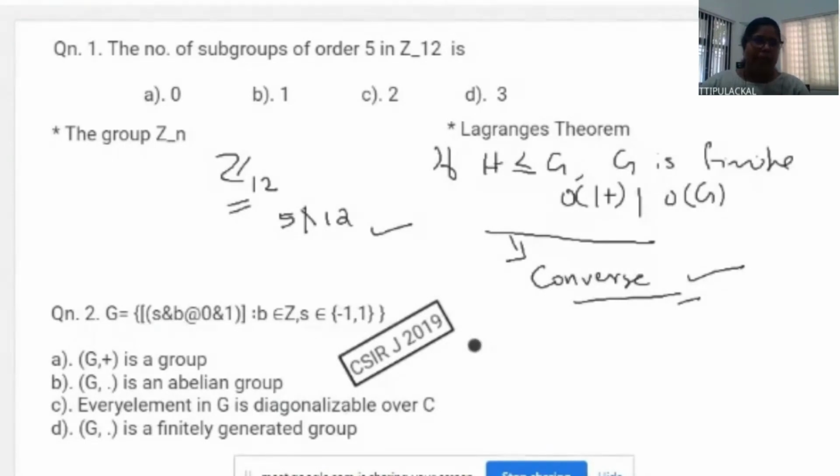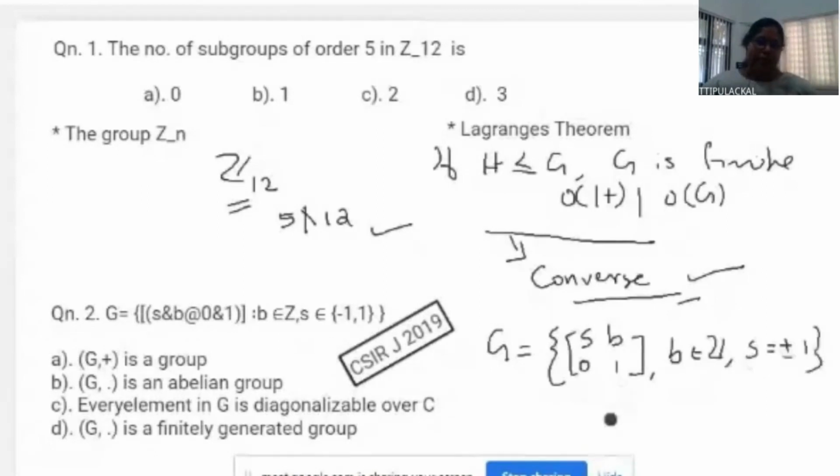Is the question clear to you? All of you can read the question? Yes. Okay, thank you. The second question is given as: the 2 by 2 matrices of the form (s b; 0 1), where b can be any integer and s is plus or minus 1. This is the set G. This is a question asked in CSIR June session 2019.